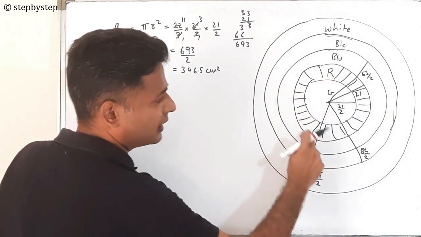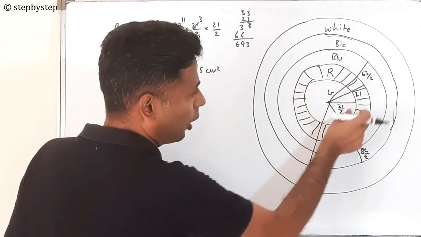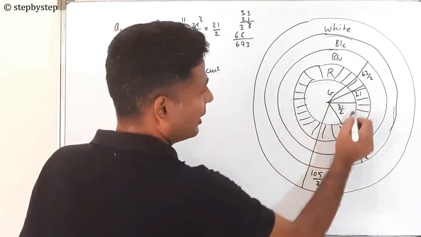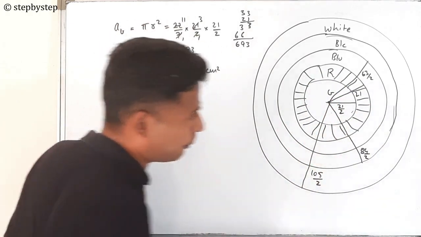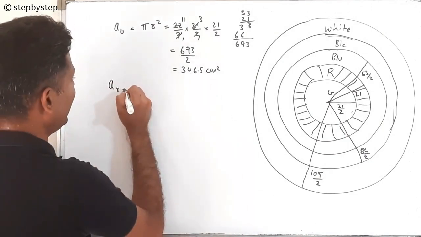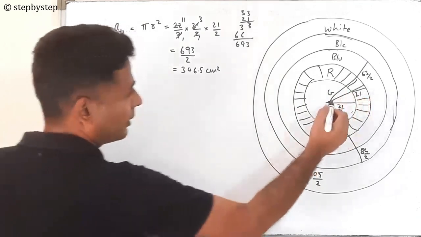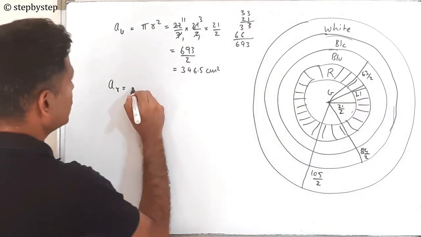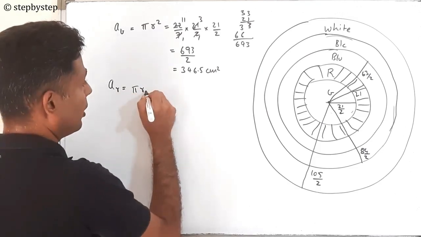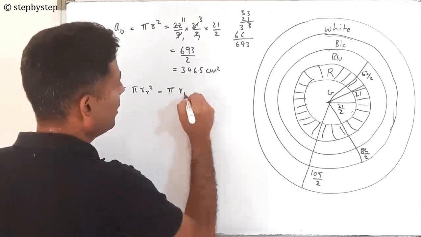Area of the entire circle minus area of this inside circle will give you what is left. So area of the outer circle minus area of the inner circle will give you the area of the shaded part which I have shaded just now. So how do I get the area of the entire red? What is that radius? 21. So pi r red square minus pi r gold square.